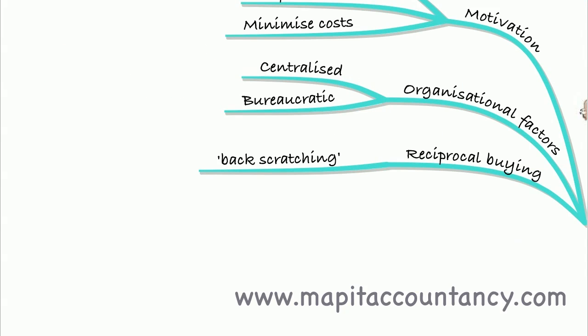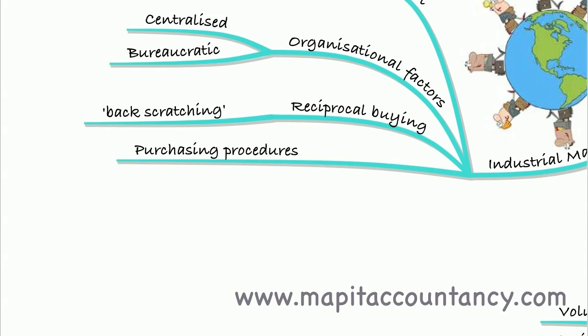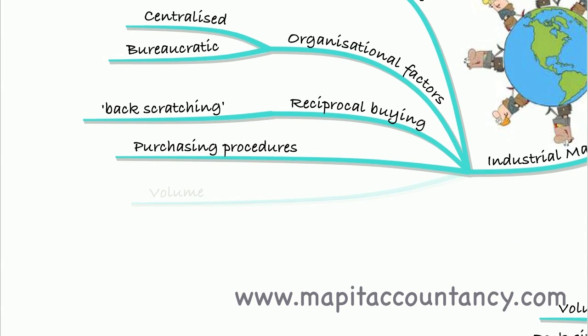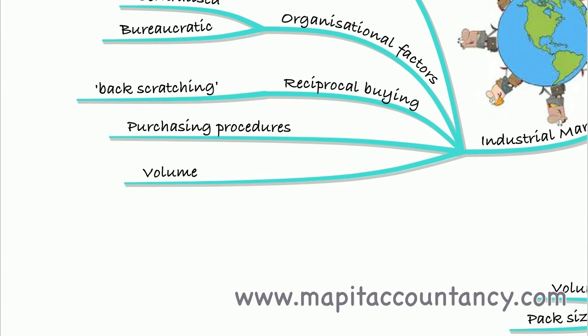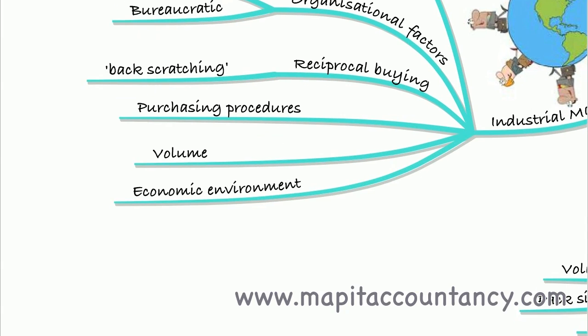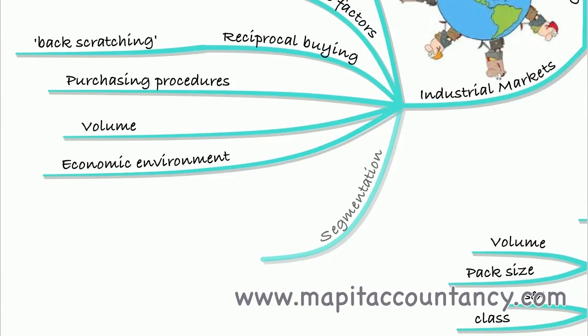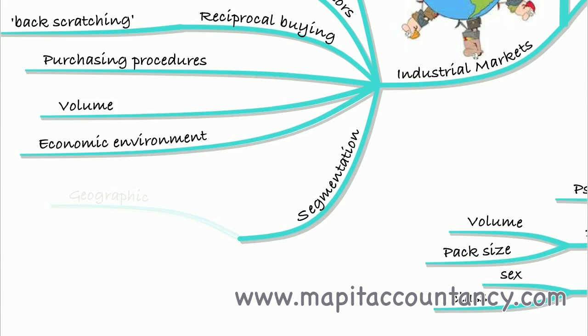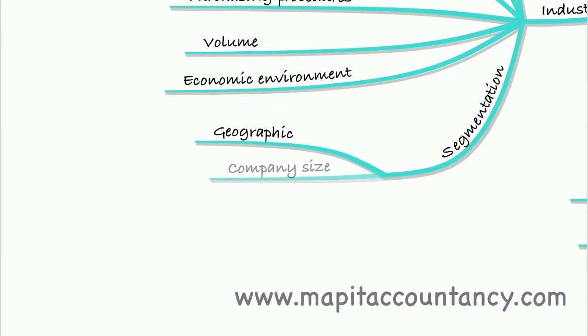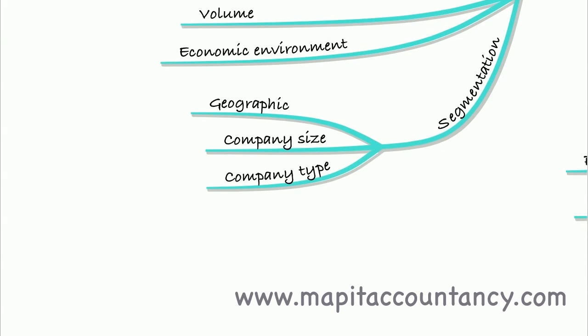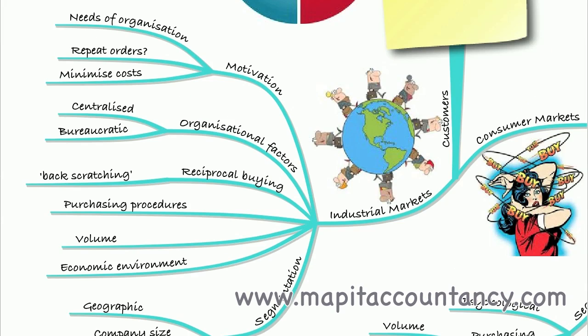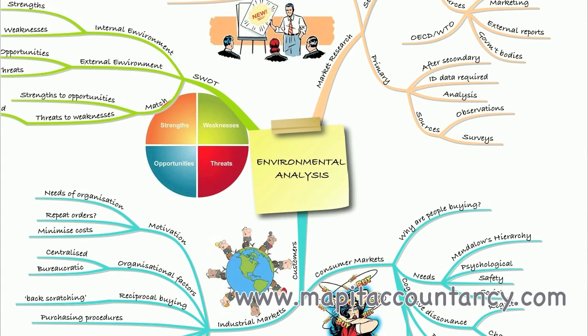Back scratching. We need to look at our purchasing procedures to make sure it's easy to buy from us, the volume that's being purchased, and the economic environment in which those industrial purchasers are buying from us. Again, we might segment this market into geographical area or indeed company size or company type. So that was a recap of our first lecture looking at the external environment.